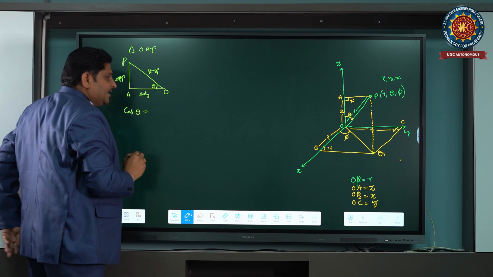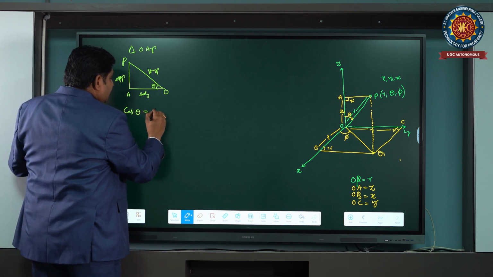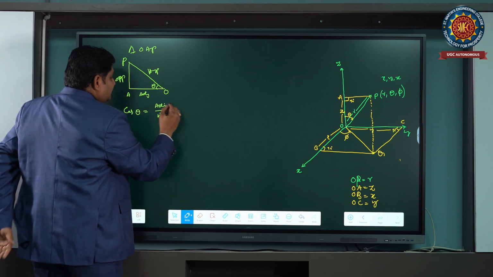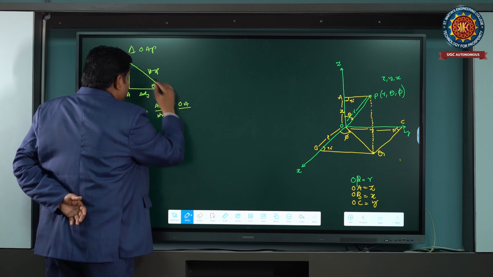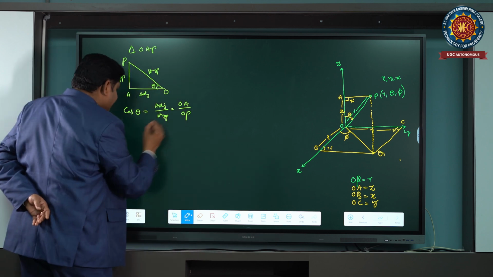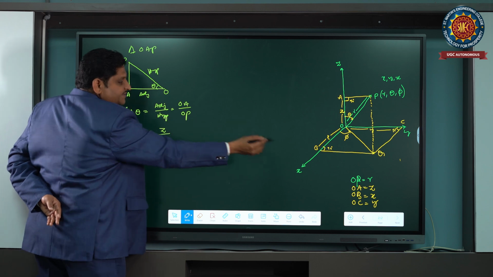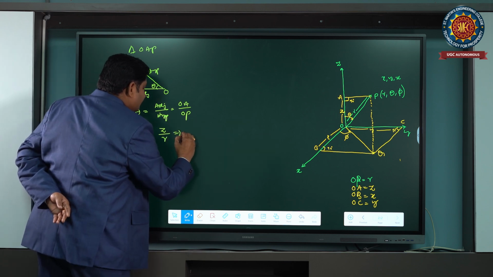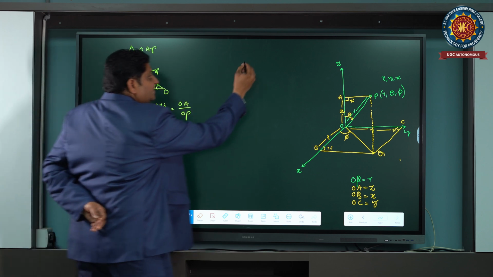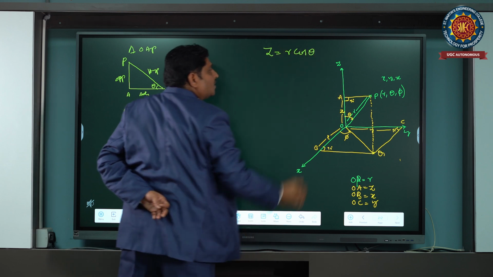From this right angle triangle, I am identifying cos theta. So what is cos theta? Adjacent side by hypotenuse. What is the adjacent side? OA, by hypotenuse OP. What is OA? We already identified it is Z. So cos theta is equal to Z by OP, which is R. So from this, Z is equal to R cos theta. It means we identified the relation for Z: R cos theta.